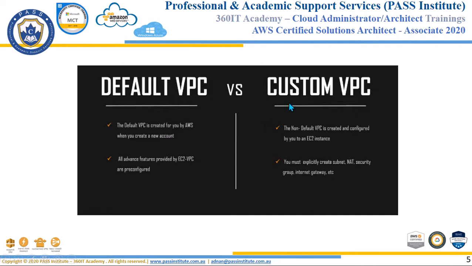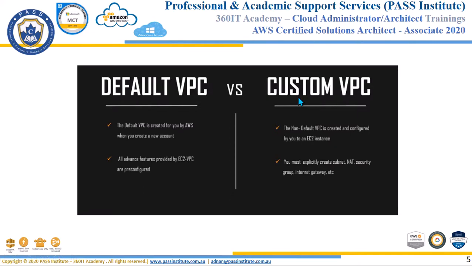Now there are two types of VPCs. There is a default VPC and a custom VPC. Default VPC is the one that is automatically available in AWS when we create our first EC2 instance. This is the default VPC that is available. A default subnet is available with which we are connected to the EC2 instance, but we can create our own VPC as well, which is known as a custom VPC. It is a non-default VPC created and configured by you for an EC2 instance. So you must explicitly create the subnet, NAT, security group, and internet gateway when we work with a custom VPC.